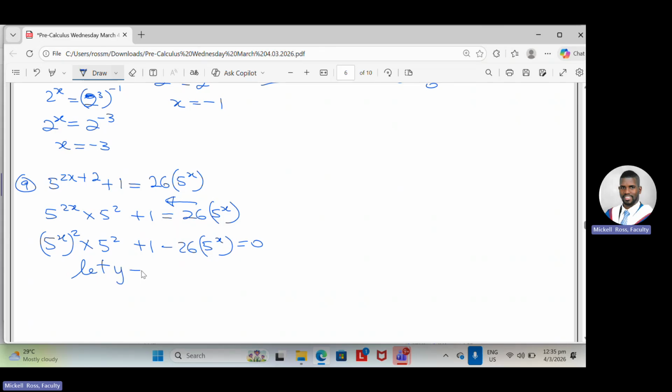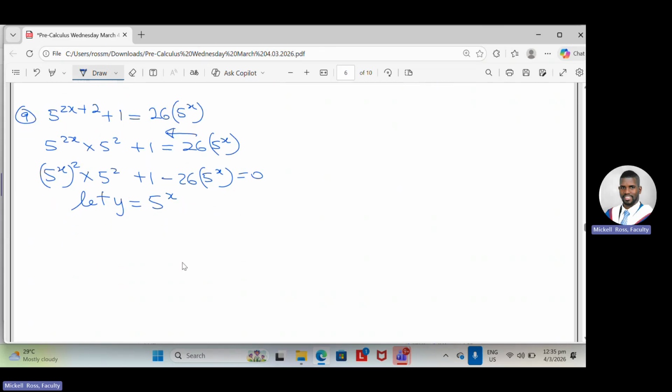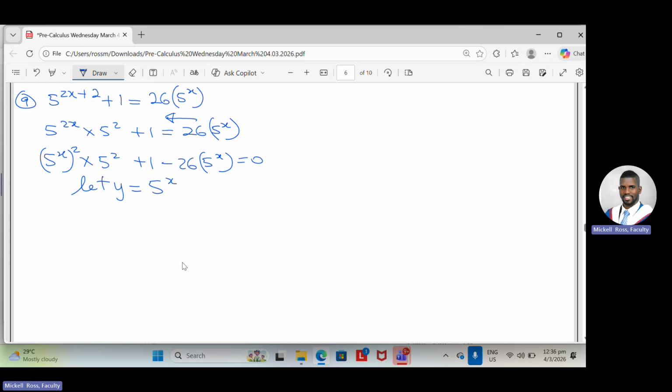Let's say y is equal to 5 to the x. You can use any variable now. So notice I'm saying let y, you can say let m, let r, let s. It doesn't matter. So this is going to be equal to y squared times 25. Let's group the terms with the y's. So in the general form, 26y plus 1 equal to 0. So we're going to have here 25y squared minus 26y plus 1 equal to 0.